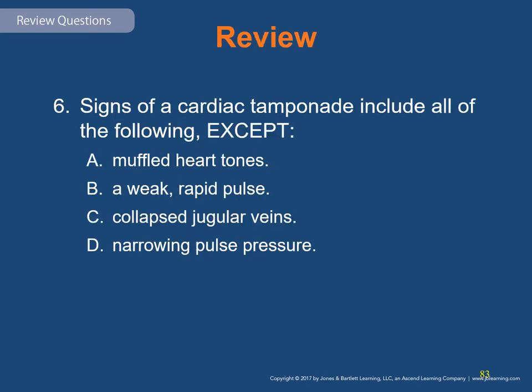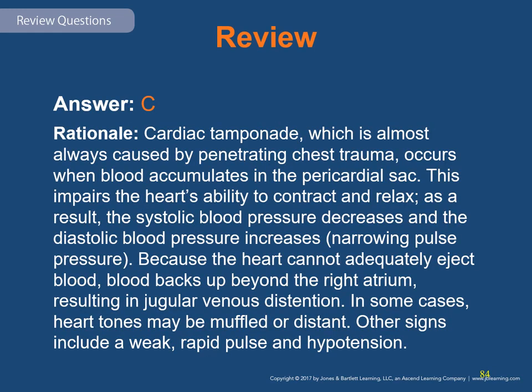Review question 6. Signs and symptoms of a cardiac tamponade include all of the following except A. Muffled heart tones. B. A weak rapid pulse. C. Collapsed jugular veins. D. Narrowing pulse pressure. The correct answer is C.